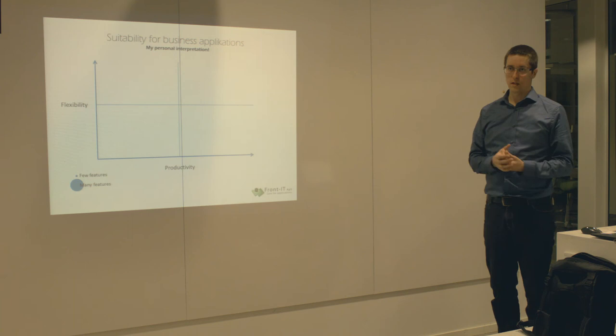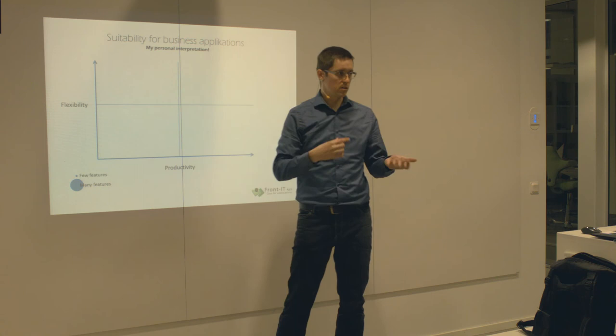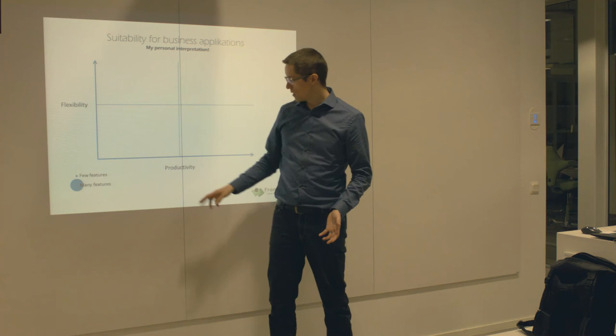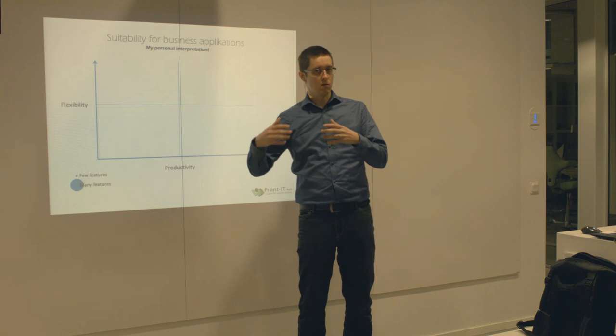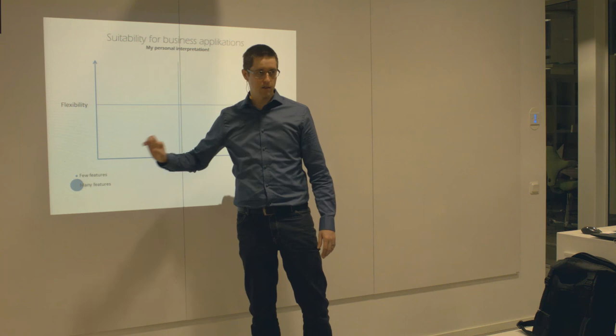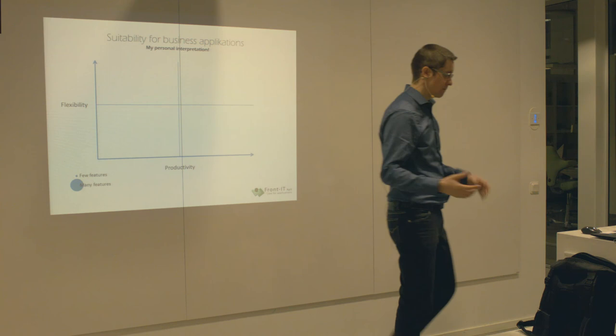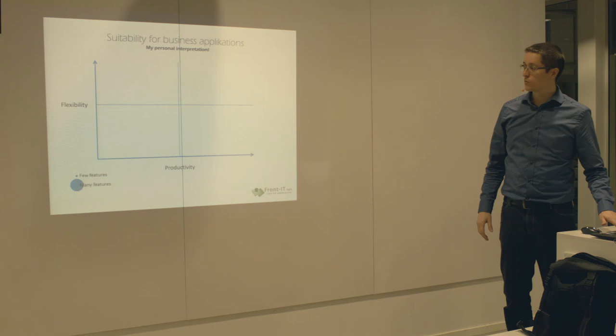And here I have a graph where you have the flexibility of building something, what you actually can do, how many things can you do with this product, and the productivity, how quickly can you get from an idea to actual something that works, not necessarily works perfect, but at least some mock-up that will give you something to work with. A small button here is not too many features in the platform, and the large one is many features in the platform. So this is just my interpretation of this, and you all can feel free to argue for or against.